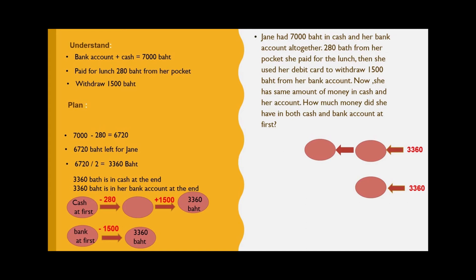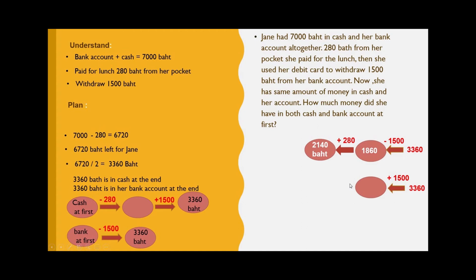Okay, let's see the correct answer. First, we find out how much Jane had in her pocket at first. 3,360 minus 1,500 equal 1,860. 1,860 plus 280 equal 2,140. 2,140 baht she had in cash before she spent her money.